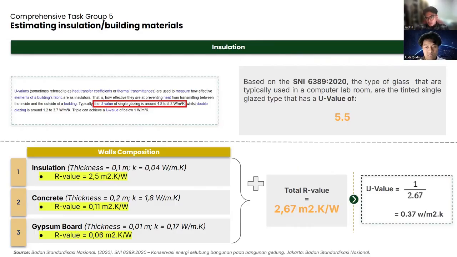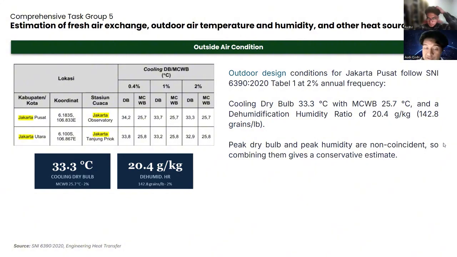And we get the total R value of 2.67. So we get the U value of 0.37. So continuing to the outside air conditioning, we again refer to SNI, this time 6390 2020, using table 1 and using the Jakarta Pusat as the project location.